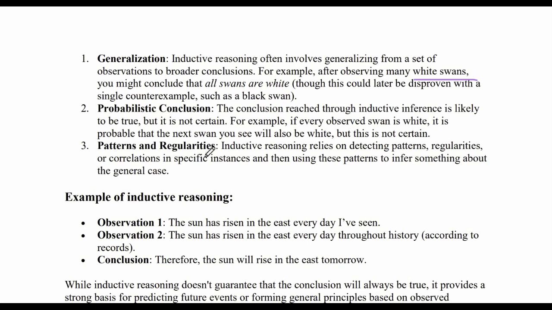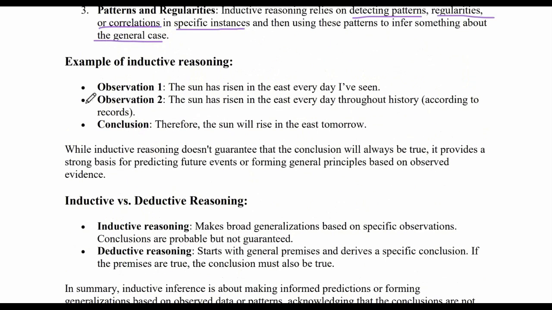Patterns and regularities. Inductive reasoning relies on detecting patterns, regularities, or correlations in specific instances, and then using these patterns to infer something about the general case. Let's take an example. Observation 1: the sun has risen in the east every day I have seen. Observation 2: the sun has risen in the east every day throughout history, according to the records. Conclusion: therefore, the sun will rise in the east tomorrow.